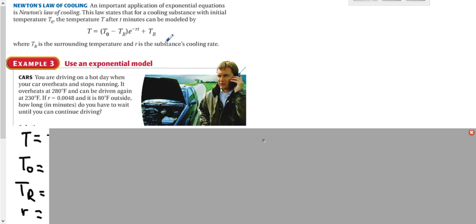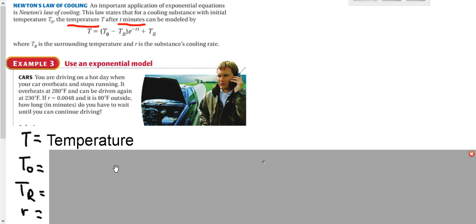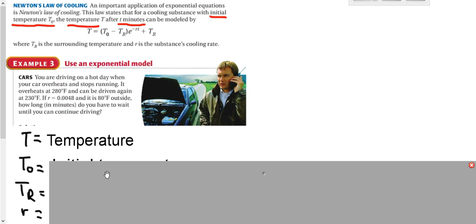What does the function do? What is Newton's law of cooling? That's what T is. What is T equal? T is the temperature after lowercase t minutes. So our big T is like our current temperature after time. So we're going to call that guy the temperature. T sub 0 is the initial temperature. So my initial temperature, the starting out temperature, is going to be denoted by T sub 0.